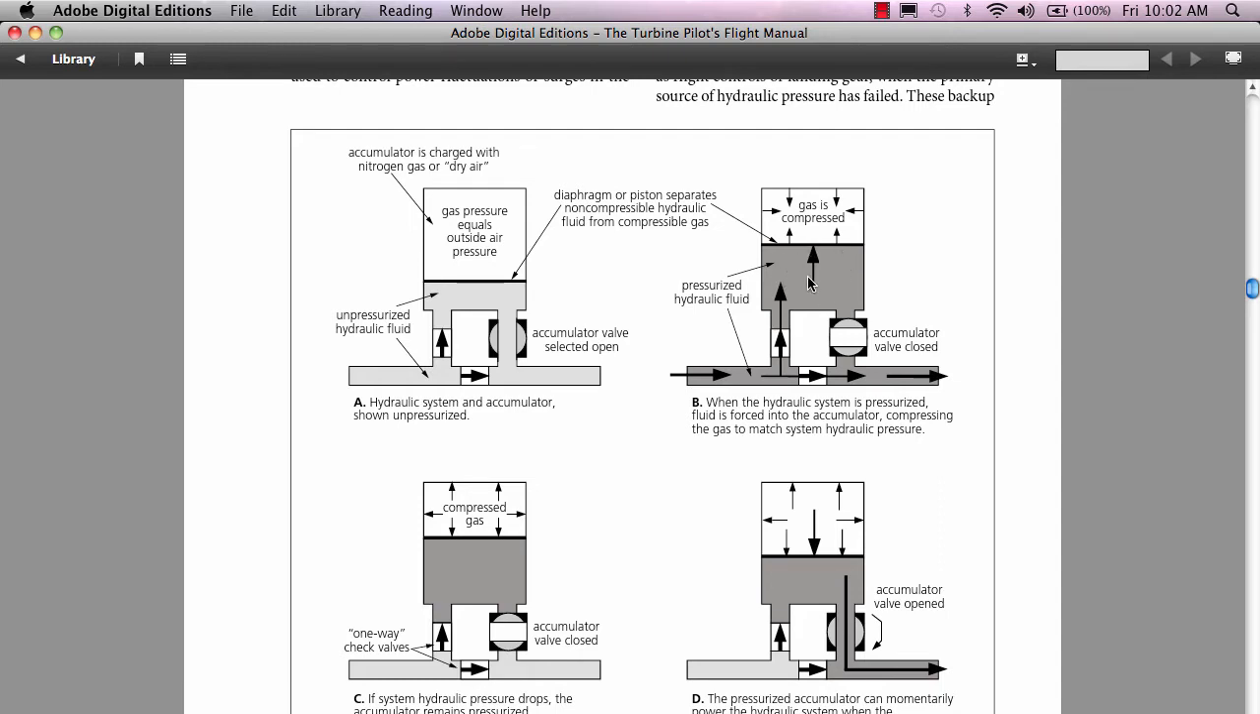And so it won't be lost because there's no accumulator valve down here. So as we see down here, he's got the accumulator valve closed, one-way check valves here, and then if for some reason you lost hydraulic pressure, you would use it as you're doing the approach and landing to get the gear and the flaps down by opening the accumulator valve here, and it would push the excess fluid under pressure down to the gear and the flaps as required.